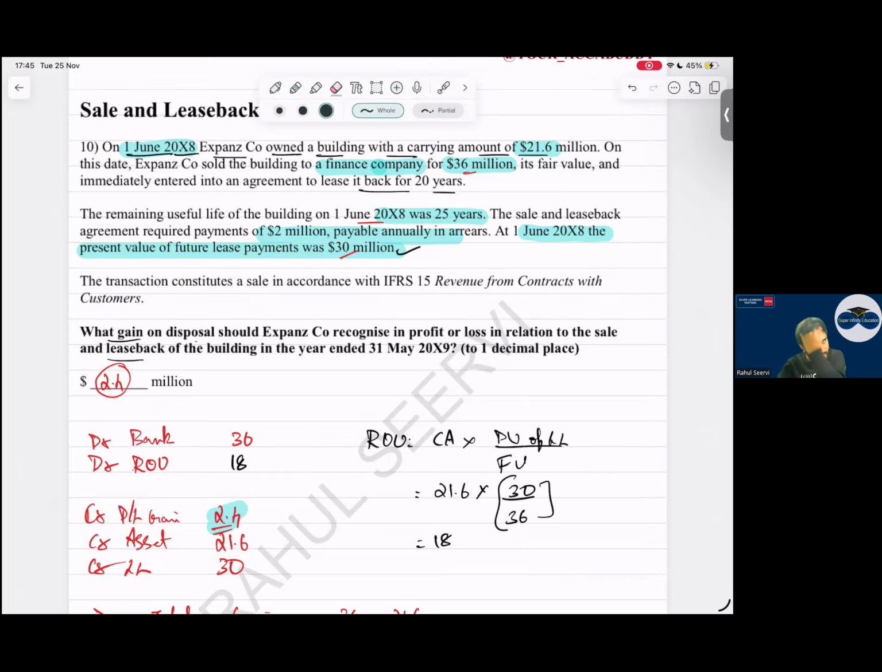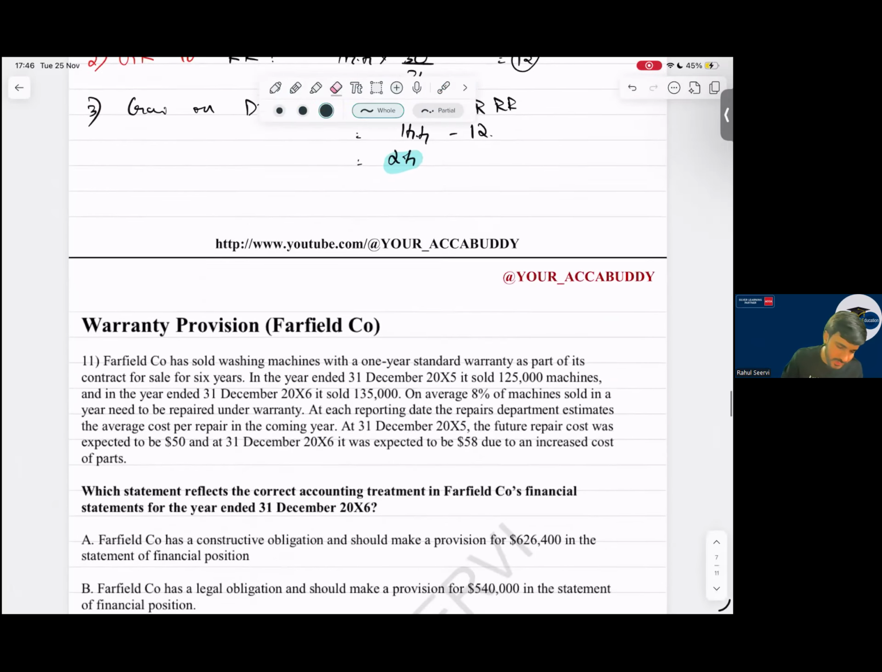Chalo then. See everyone. Take time. So with this, I hope this part is done. Chalo then. Let us start with the next question.